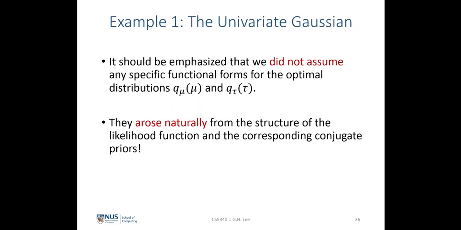And it should be emphasized that what's interesting here is that we did not assume any specific functional form for the optimal distribution q mu and q tau here. They arose naturally from the structure of the likelihood and the corresponding conjugate priors. In particular, we can see that these two expressions are actually taking the same functional form as the conjugate priors that we have defined over them.